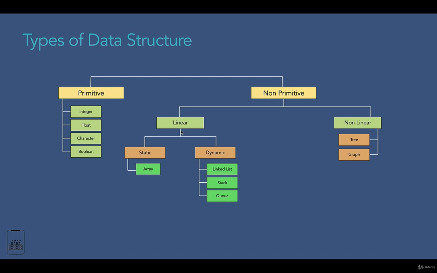In this lecture, I've tried to explain the different types of data structures. We have learned that we have two types of data structures, which are primitive data structures and non-primitive data structures. Primitive data structures are built into any programming language, and non-primitive data structures are defined by the developers. Non-primitive can be linear and non-linear, and linear data structures can be divided into static and dynamic. So this is all the information you need to know about types of data structures.